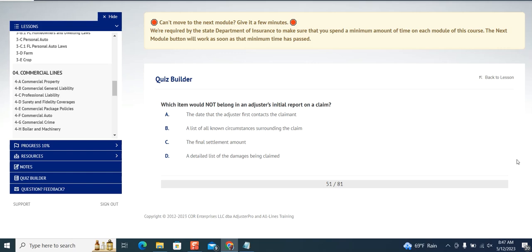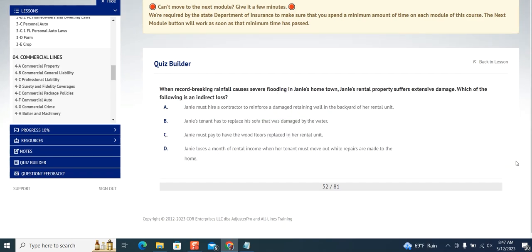Which item would not belong in an adjuster's initial report on the claim? Which of the following would not belong in the initial report? C, the final settlement? Let me read all of it though. The date that the adjuster, yeah, that's gonna be on our list of known circumstances. Yeah, that's gonna be on our detailed list. Okay, we're gonna go with C. That's kind of guessable.